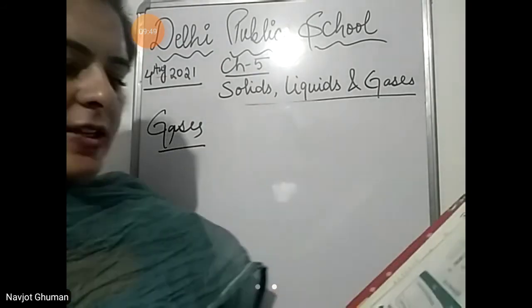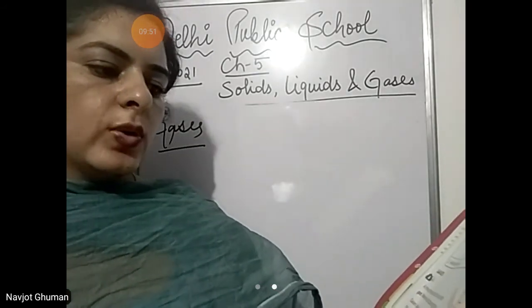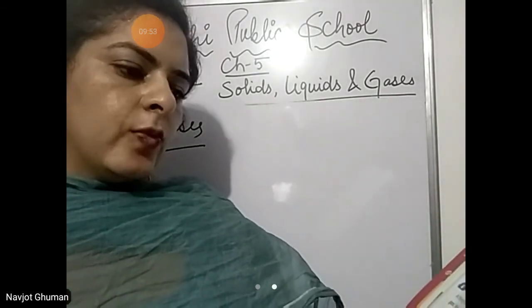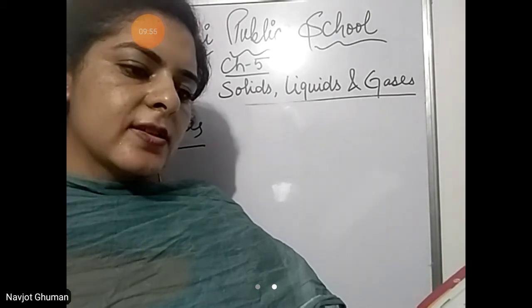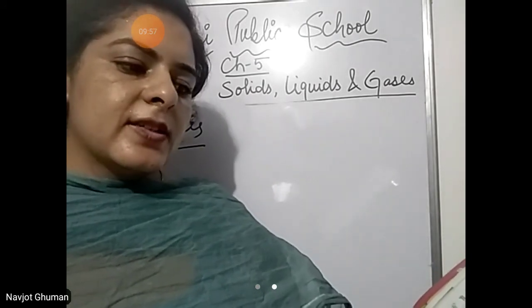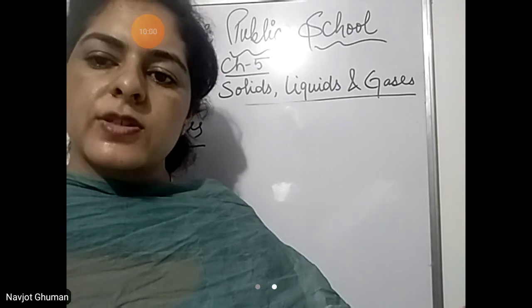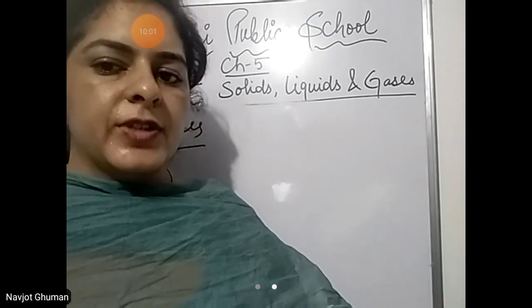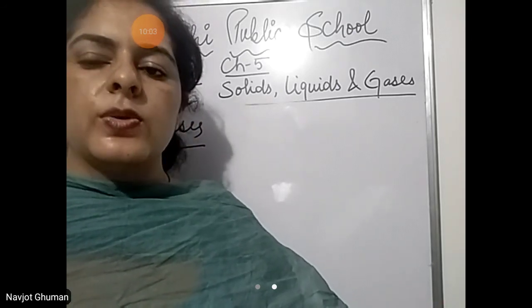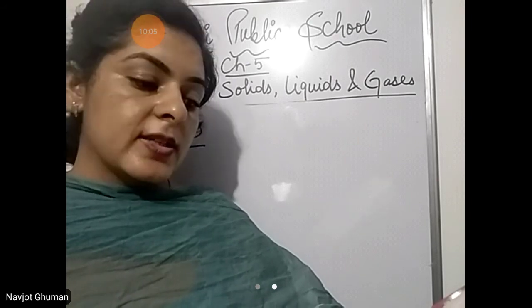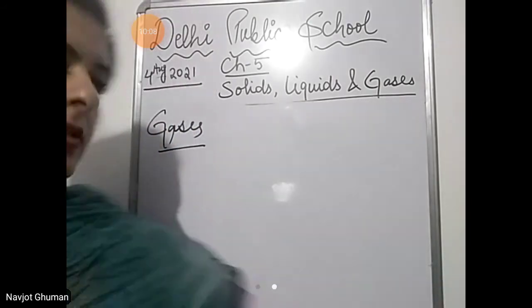A thing that has no shape or size of its own is called a gas. Water vapor is a gas. Most gases cannot be seen. The things that do not have fixed shape and size, जिनका कोई फिक्स शेप नहीं है, कोई उनका फिक्स साइज नहीं है, they are known as gases. Water vapor is a gas.